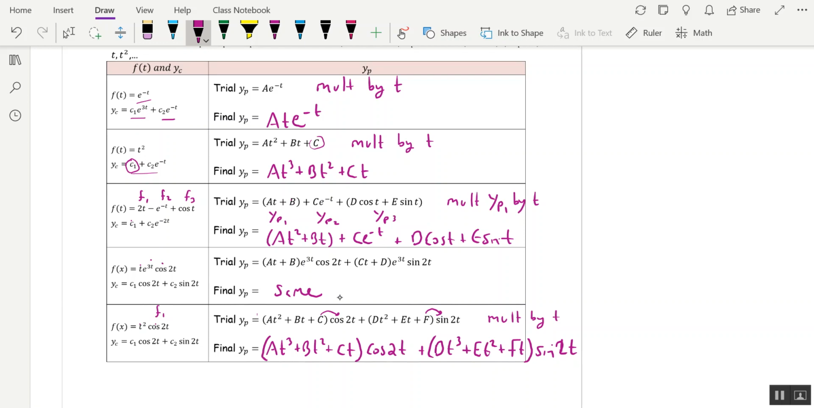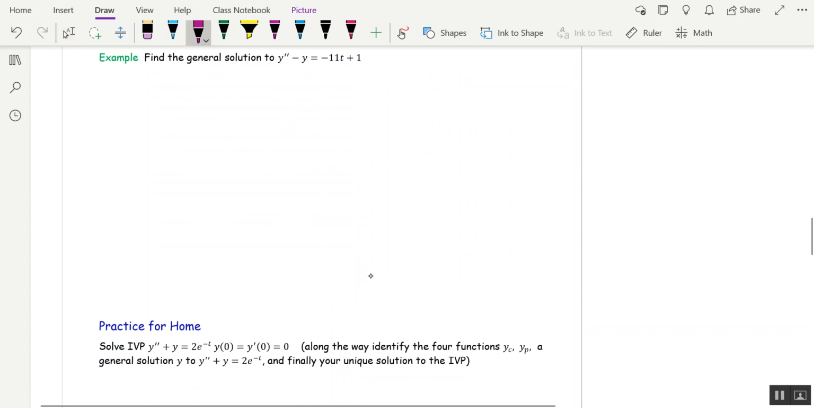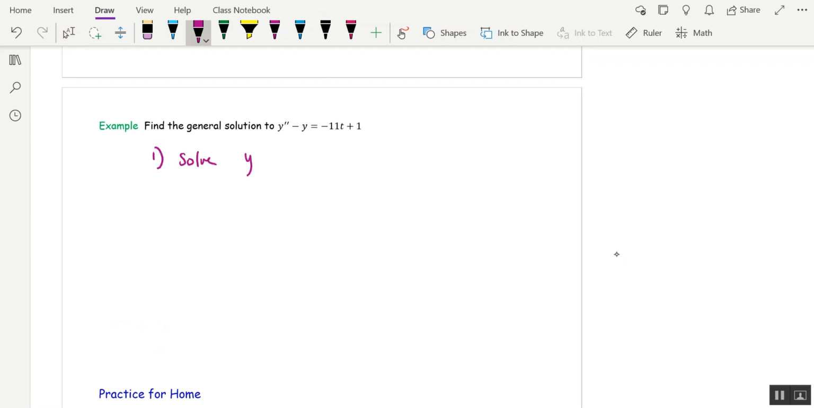So the last thing that I'm going to do today is just one single easy problem. And then you have one fairly straightforward problem to do when you upload your lecture notes. So let's find a general solution to this non-homogeneous differential equation. So step one, we want to solve the associated homogeneous y double prime minus y equals zero. So the characteristic equation is r squared minus 1 is 0. So my roots are plus or minus 1.